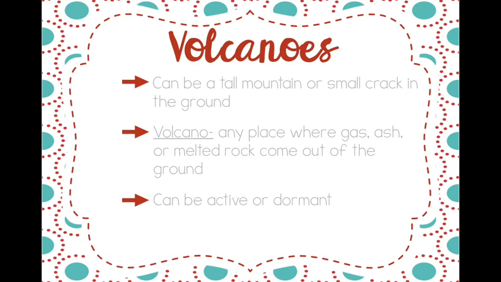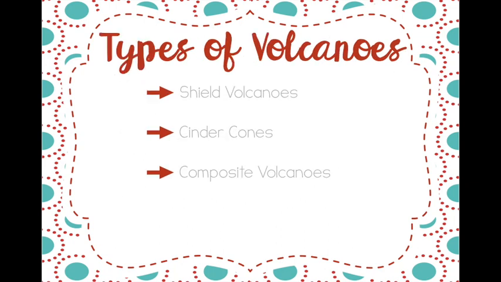Volcanoes. Now, there are different types of volcanoes, not just the huge mountains that we always think of. They can be tall mountains, or they can be small cracks in the ground. They can be active or dormant. A volcano is any place where gas, ash, or melted rock come out of the ground. There are three main types of volcanoes: shield volcanoes, cinder cones, and then composite volcanoes. You'll get to see a few images of those and know the difference between those eventually.